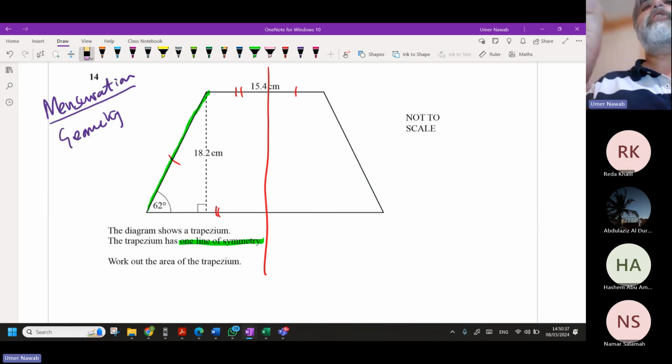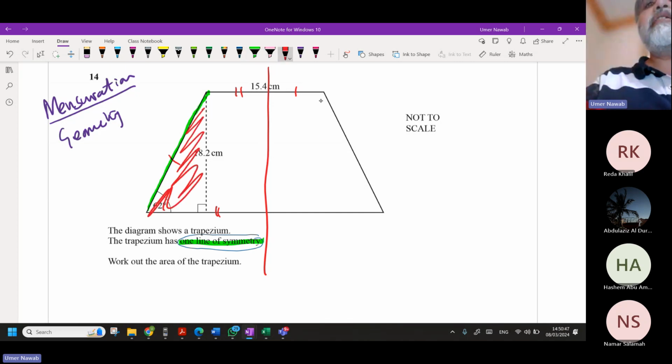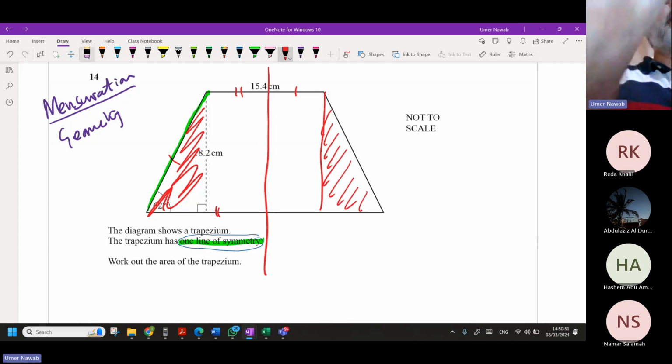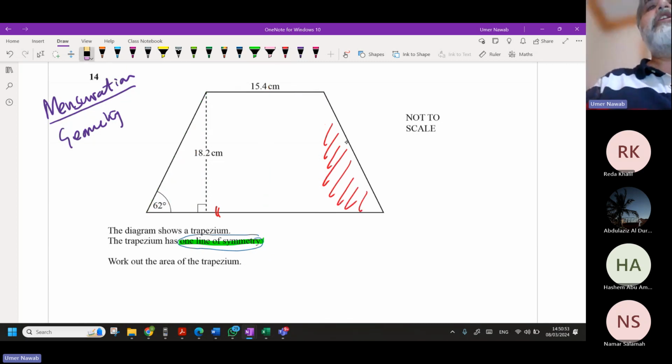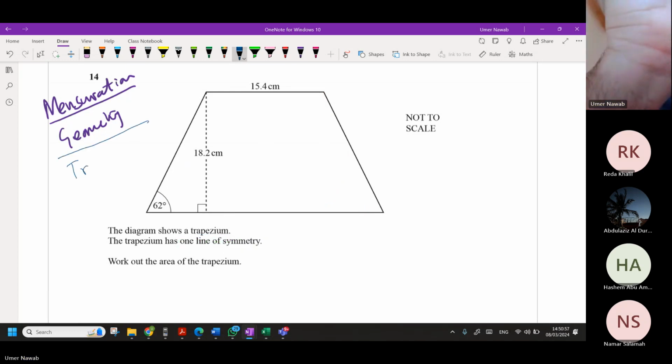You are just going to use the one line of symmetry, because whatever area this side has, the same area this side has. Okay, so how am I going to solve this question? I will use trigonometry. Can you imagine this question is also related to trigonometry?